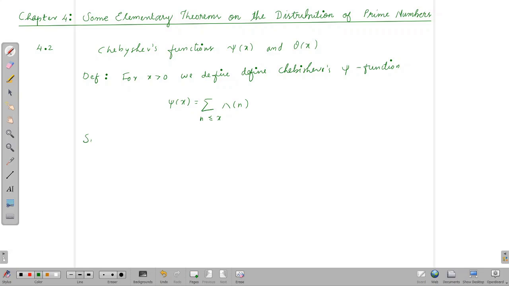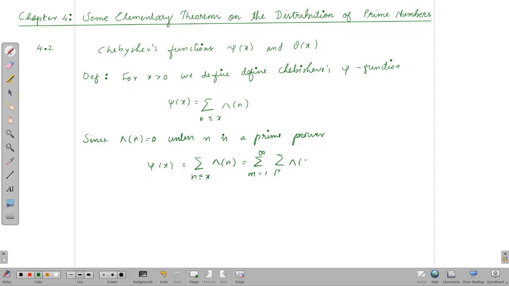Since lambda of n equals 0 unless n is a prime power, we can write the definition of psi of x as psi of x equal to the summation over n less than or equal to x of lambda of n, equal to the sum over m equal to 1 to infinity, summation over p, of lambda of p raised to m, where p raised to m is less than or equal to x. We already saw this in the last part of chapter 3.